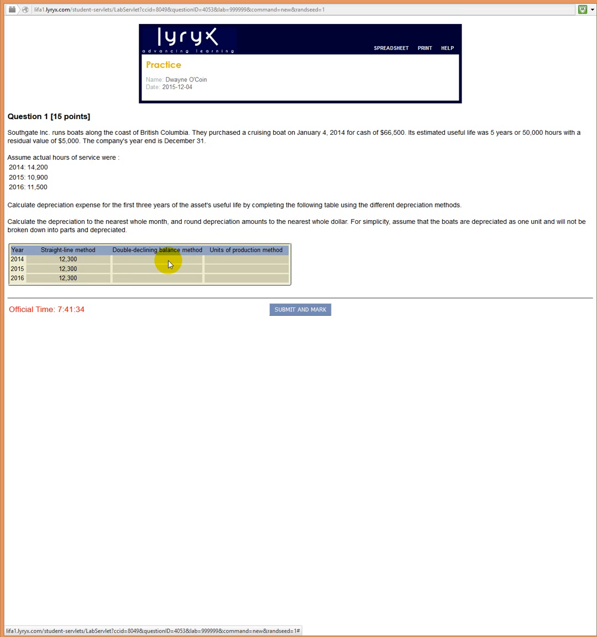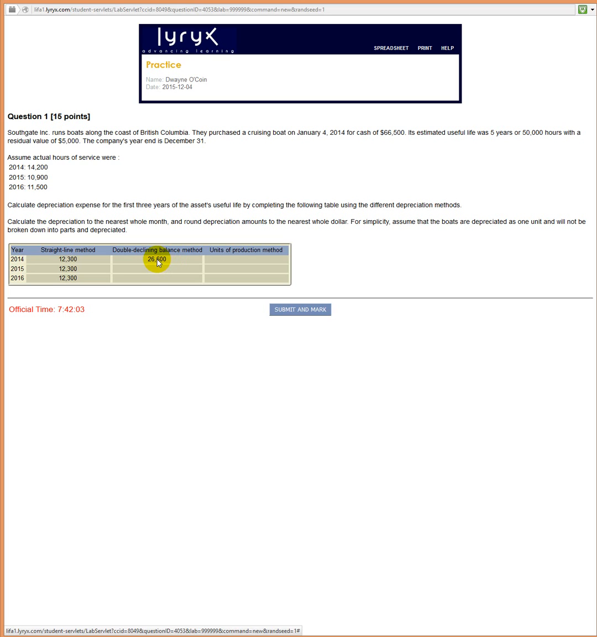Double declining balance, we take 2 over n, the useful life, and multiply that by the opening balance in the account, and we wouldn't depreciate it if the total dollar value went below $5,000, because that's the residual value we're expecting to get for it. So our first year, we take 2/5, which is 40% of $66,500.